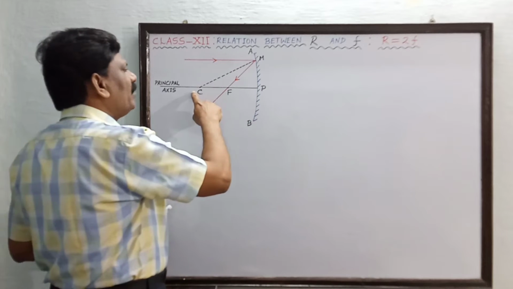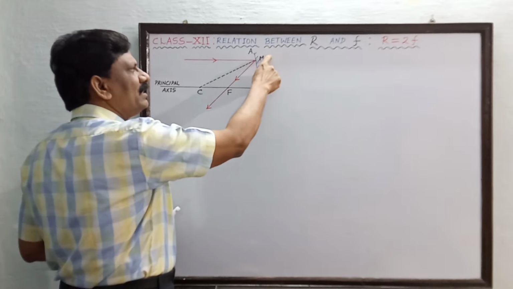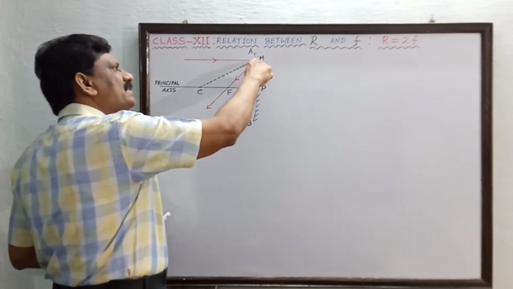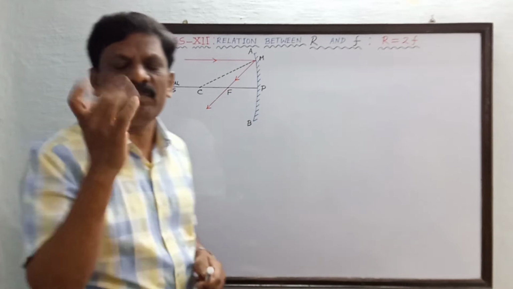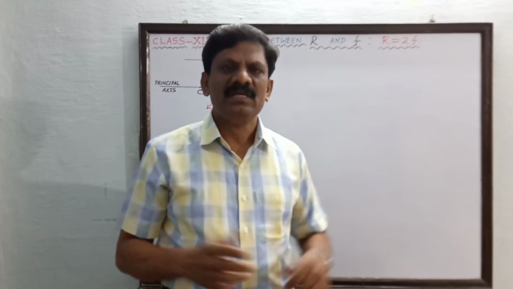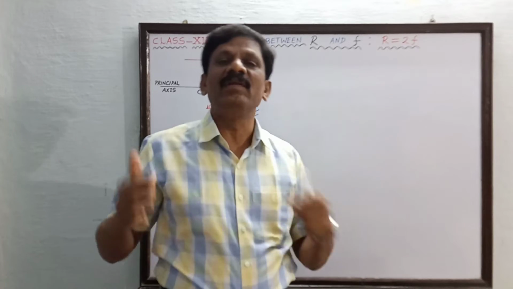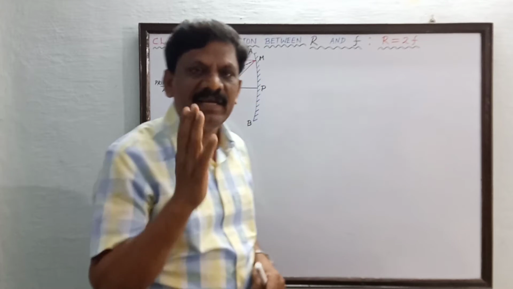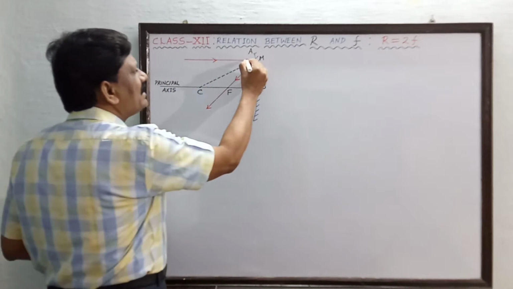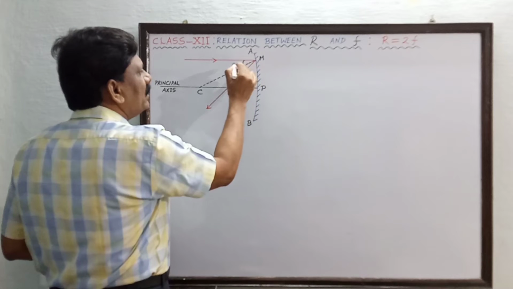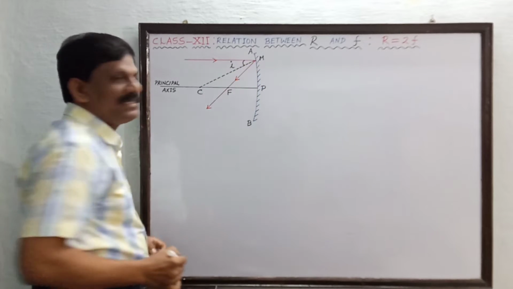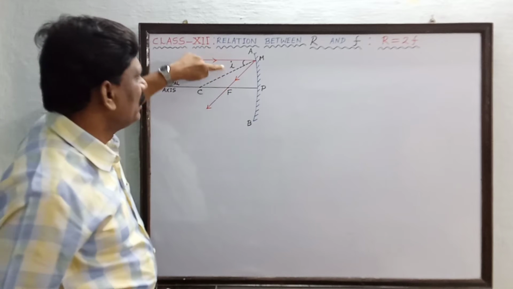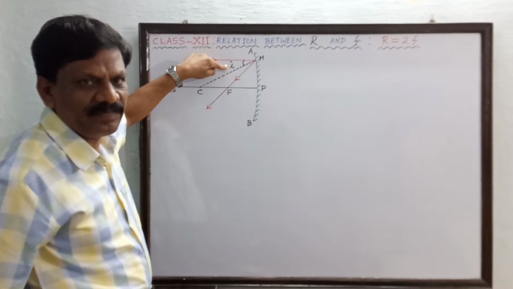Now if you join the points center of curvature C with the point of incidence by dotted line, this dotted line, if it is extended, that will be normal to the reflecting surface. CM, when it is extended, will be normal to the reflecting surface, and hence the angle made by the incident ray with the normal is the angle of incidence I.